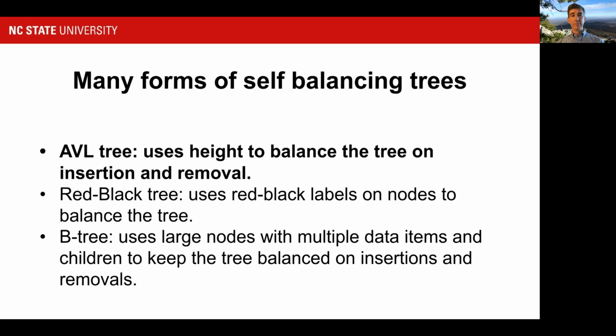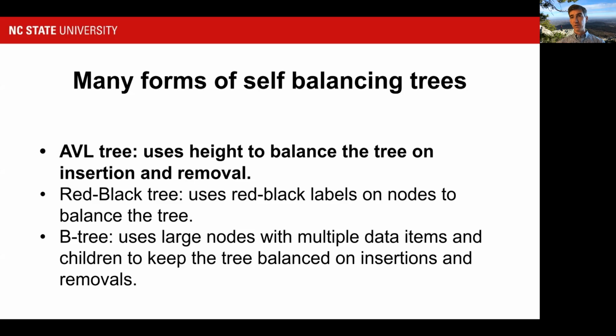There are actually many forms of self-balancing trees. We're going to look at the AVL tree because I think it's the simplest one, and it uses height to balance the tree on insertion and removal. It's just going to have this little heuristic that says if at some node in my tree one side is a lot longer than the other, then I'm going to do some operations to make them more even.